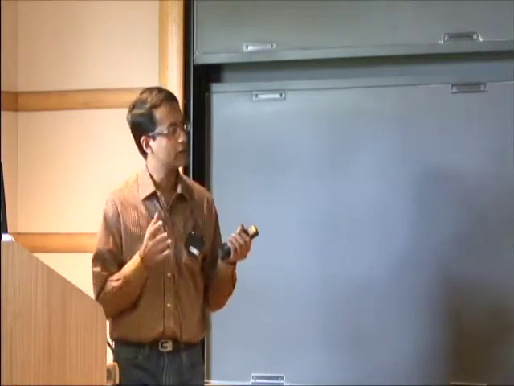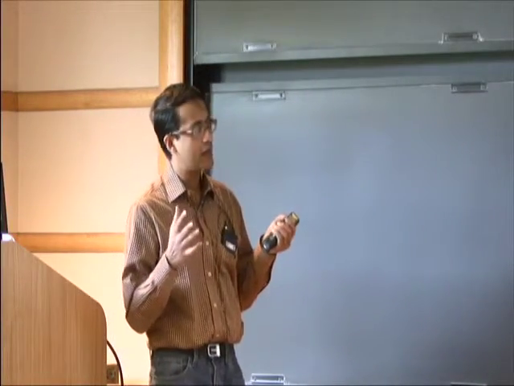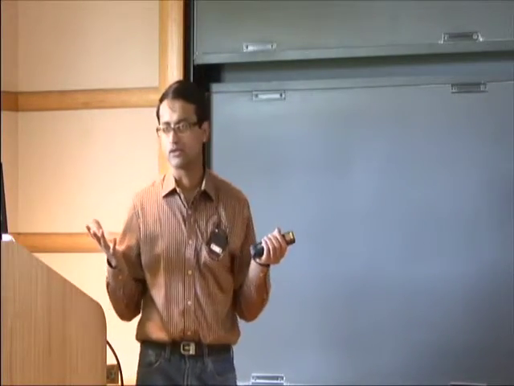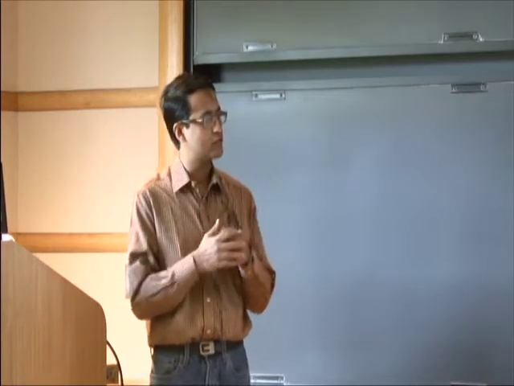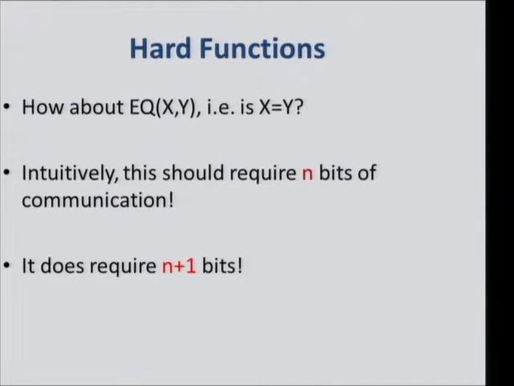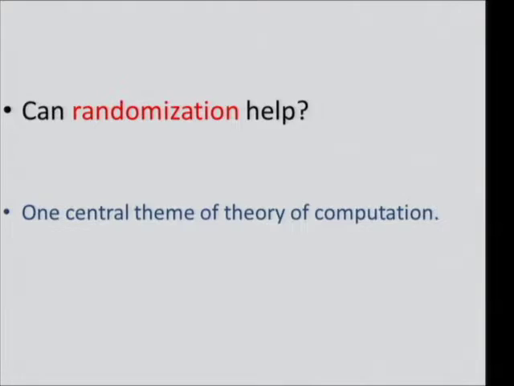And if you think about it intuitively, this should require n bits of communication, because what else can the players do? They have to verify that every bit that one player has matches the bit that the other player has. So it does require n plus 1 bits, deterministically. This is a hard function. And the question is, if you do have access to randomization, does this help? This is a classical example where randomization does help.